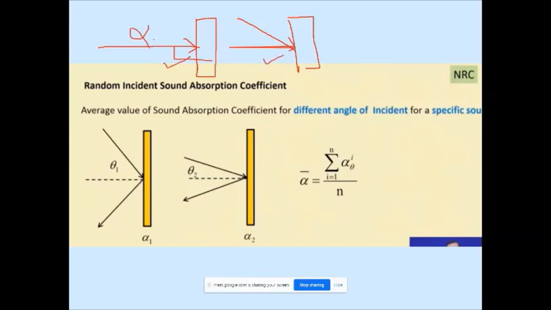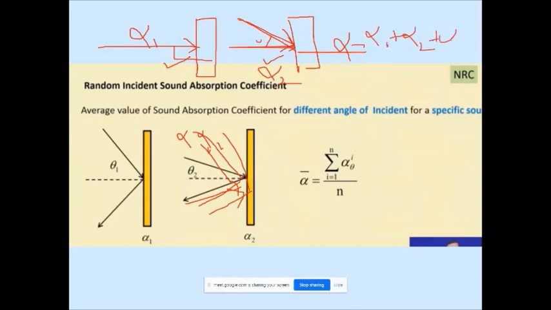So we get alpha 1 for the normal incident ray. If it hits at an angle, we can say this is alpha 2, and we will take all directions, random directions. Incident sound energy is hitting the surface, and we will have different values of alpha 1, alpha 2, and then we will take the average of that. The sound rays are hitting from different directions. We took alpha values for different incident sound energy, and we will divide by this.